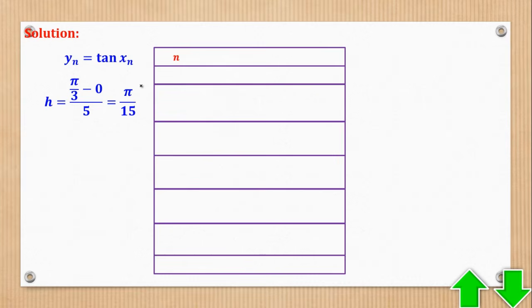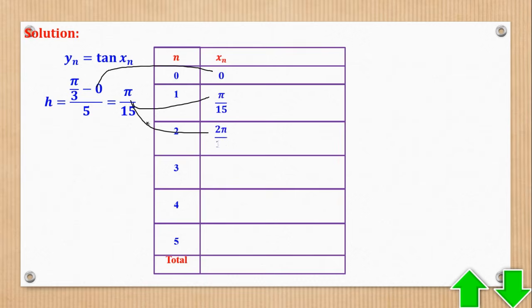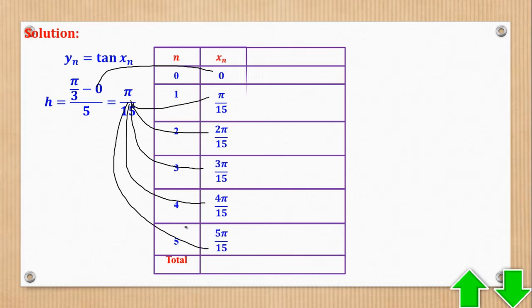Then we shall tabulate our values. Start by listing the number of ordinates. Then after that we shall generate the column of x. So x will start with the lower limit, which is 0. Then keep on adding this to come up with this. Add this to come up with that. Add this to get that. Add this to get that. Add this to get that. So this is the very value as the upper limit.